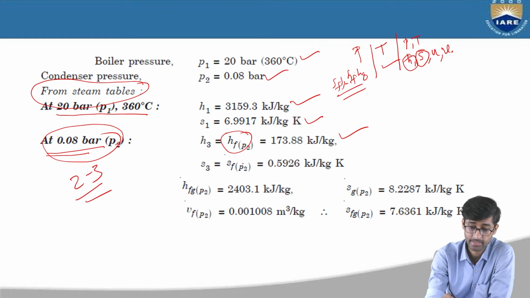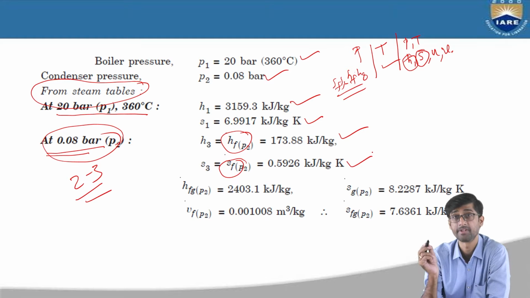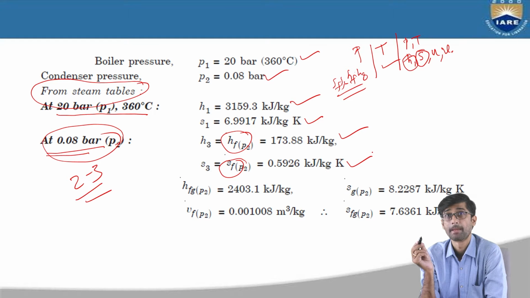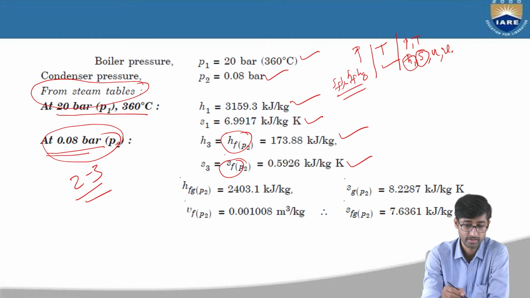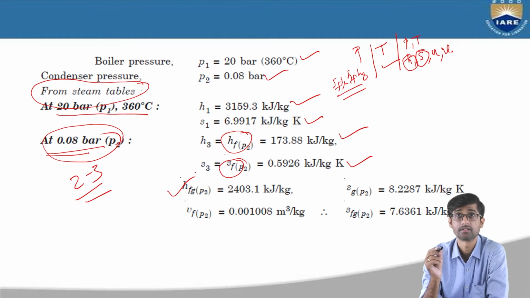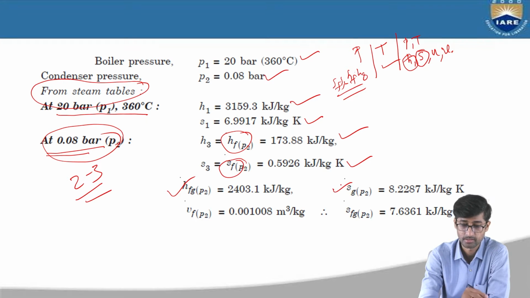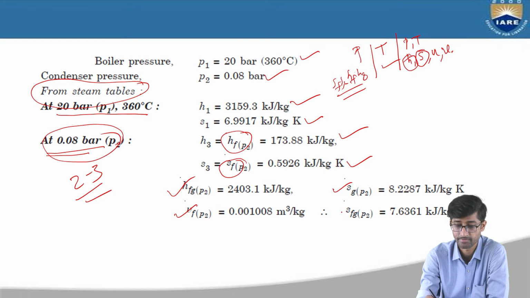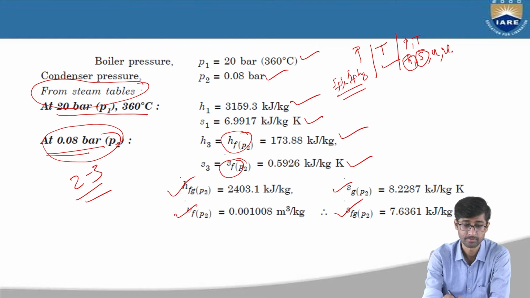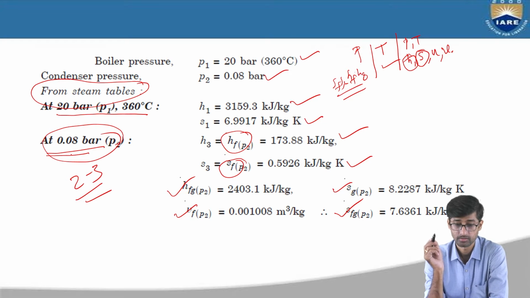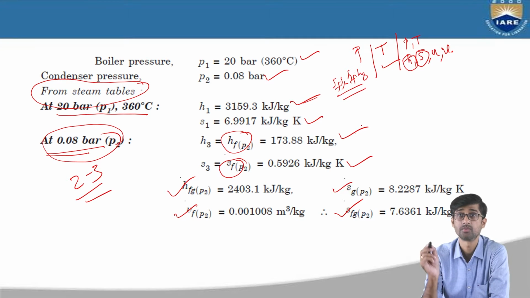Now, what is the value of SF? That becomes S3 in a similar way. Right. Now, at the same pressure of 0.08 bar, what is the value of HFG? Not calculated, taken from steam tables. What is the value of SG, the specific volume VF, and SFG? All these values are taken from the steam table at pressure 0.08 bar. So already H1 is known and H3 will be known.